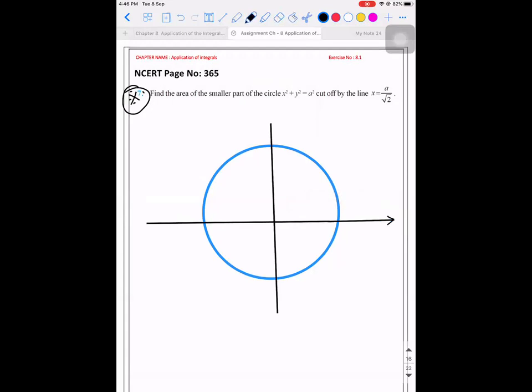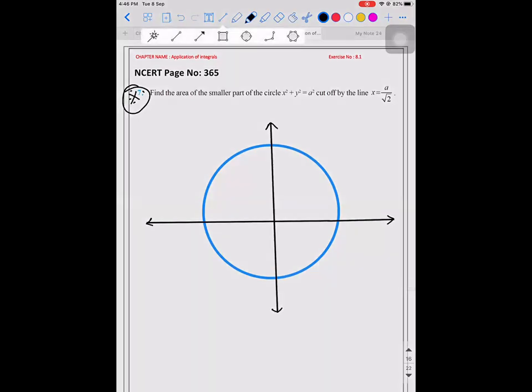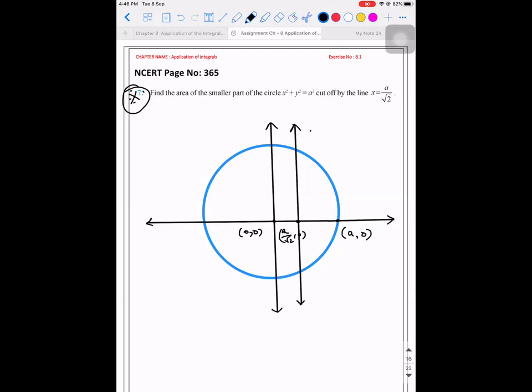So tell me, x is equal to a by root 2. Where is it? It's a line parallel to the y-axis. This is 0, 0, this is a by root 2, 0, and this point will be a, 0. So if this distance is a by root 2, then how much is this distance?